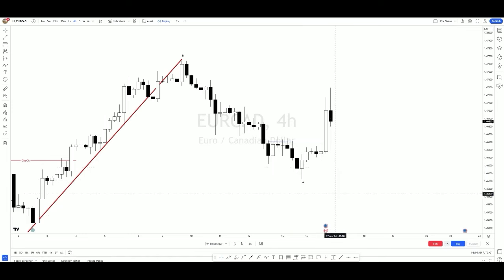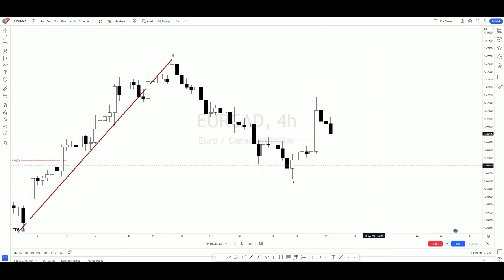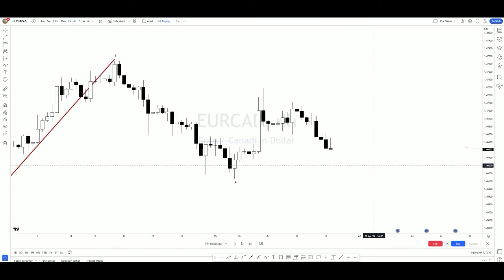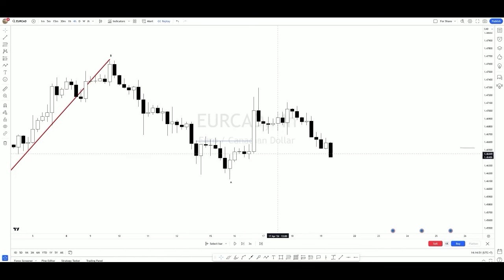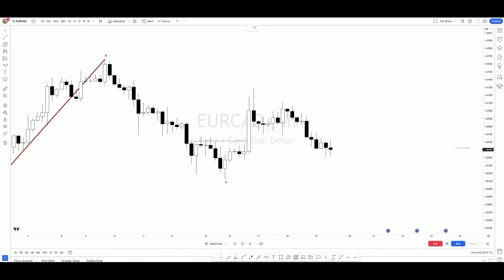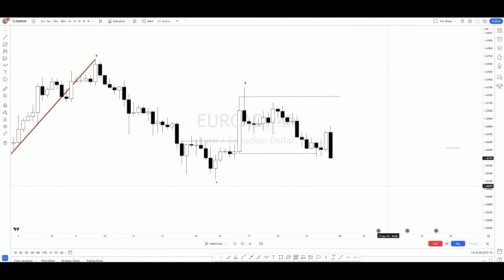Now for B, I want the low of the highest bullish candle to be broken by candle body or candle wick. Let's move a little bit quicker. Okay, now it is broken by candle wick, so I have B confirmed. Now for C, I want B to be broken by candle body. I will mark it here, but of course you know that this wick over here should also be broken by candle body.